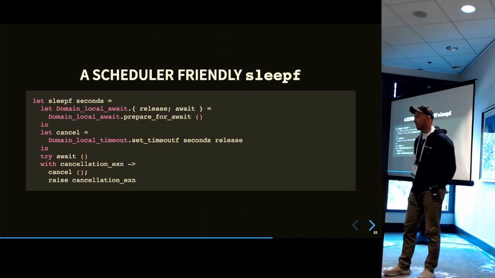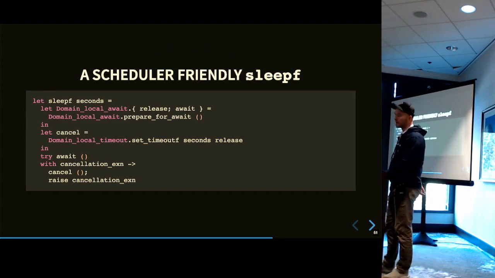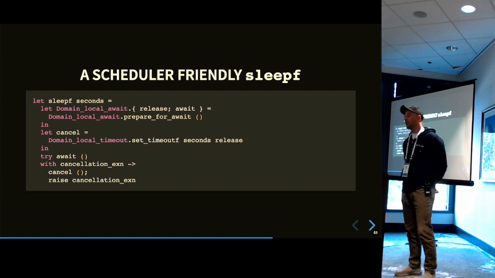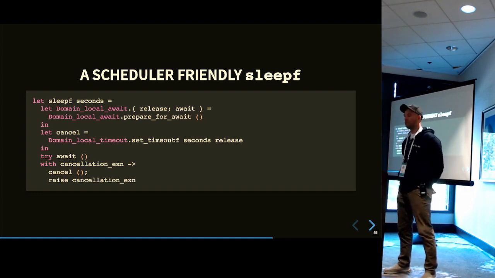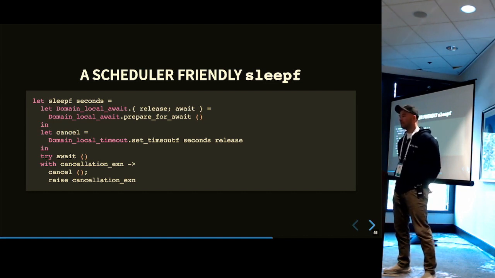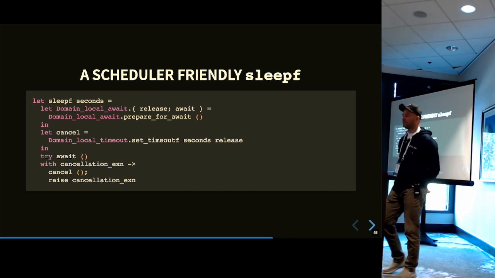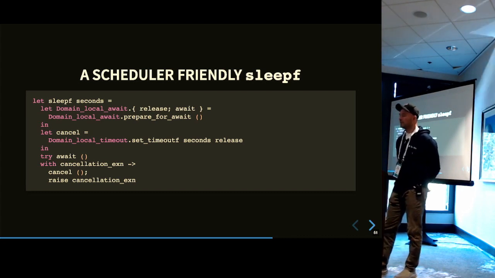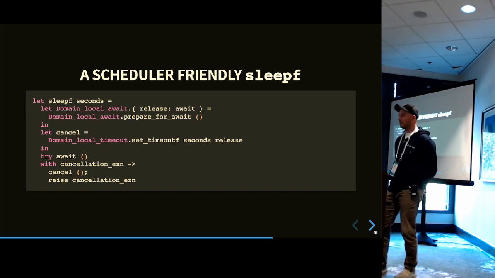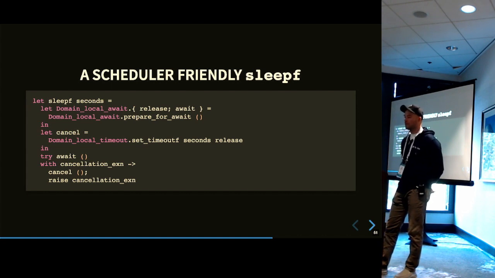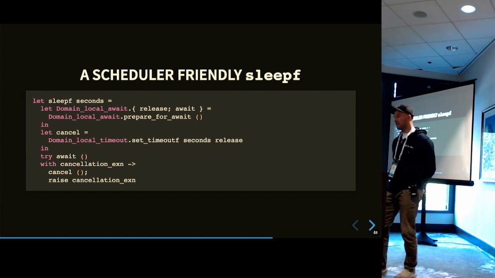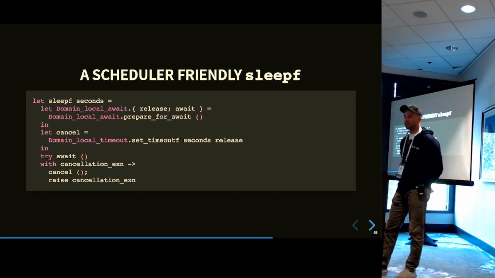Here's an example of a scheduler-friendly sleep function. It first uses the domain local await service to obtain a pair of actions, one action to release and another to await. The domain local timeout service is then used to request the release action to be called after the desired number of seconds. Then the await action is called, which suspends the current thread of execution until either the release action is called or the current thread of execution is cancelled, in which case await raises an exception and we cancel the timeout to avoid leaks.